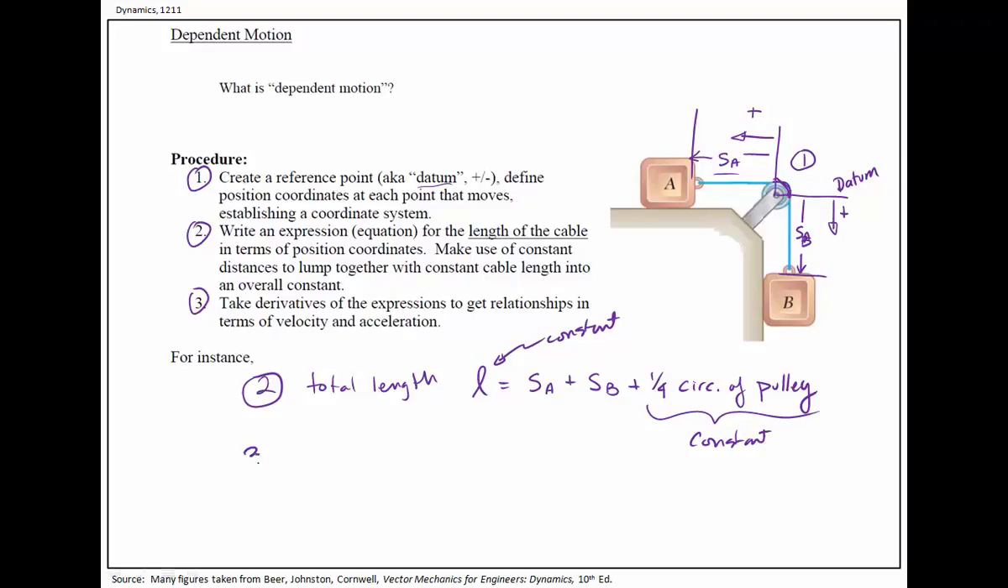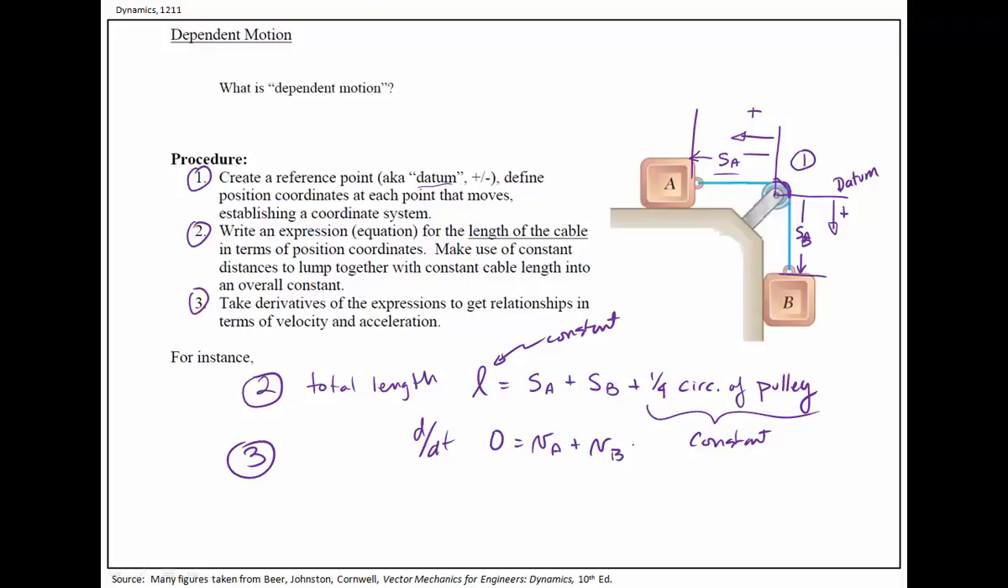Now, step 3, we take the derivative of the equation that we've just written. And we take it twice, right? First, we're going to take it with respect to time. So we say d/dt of the above. That's going to be 0 because the length is constant. So we're going to have the velocity VA of this point right here plus the velocity of B.